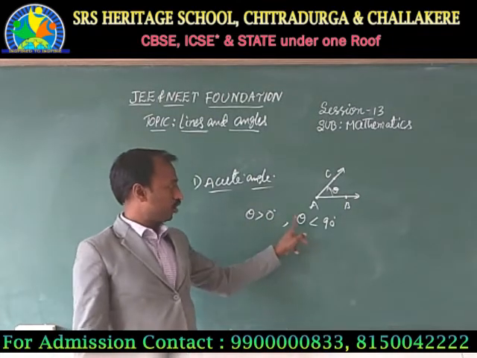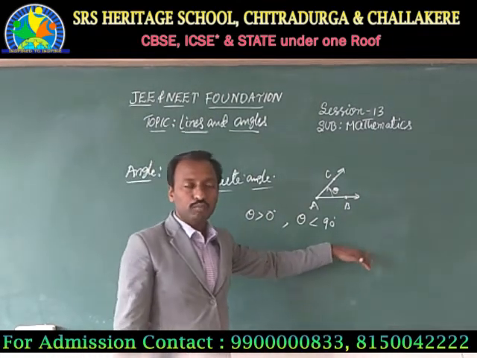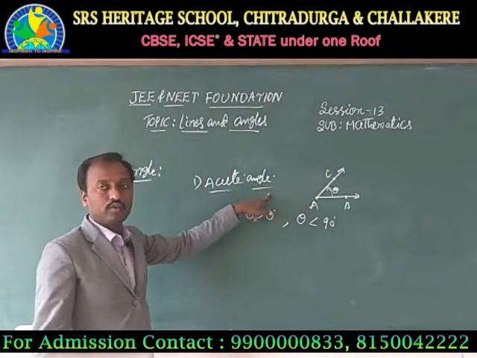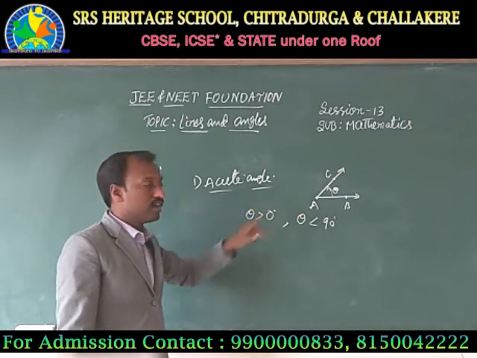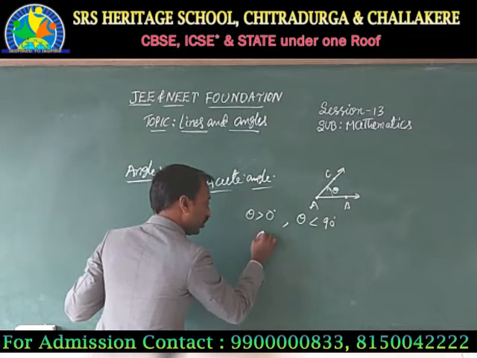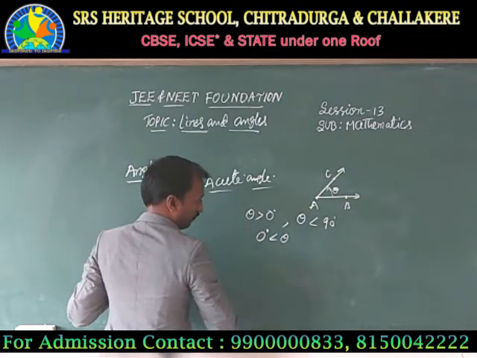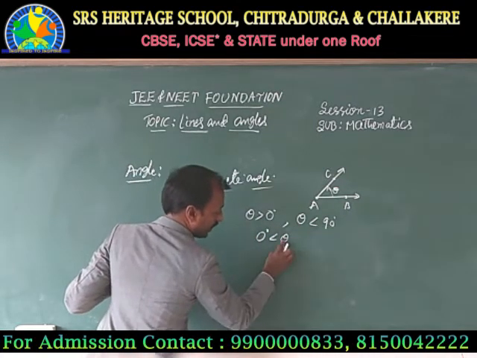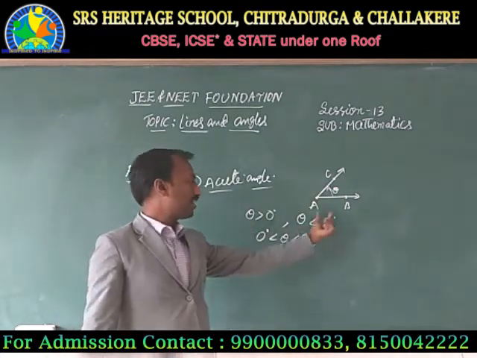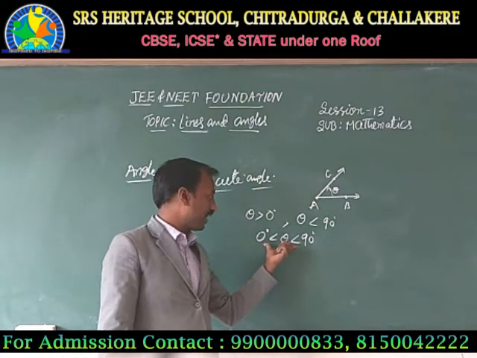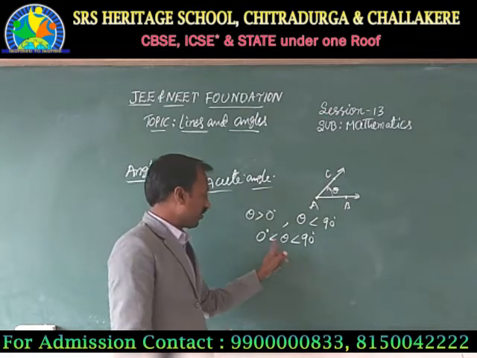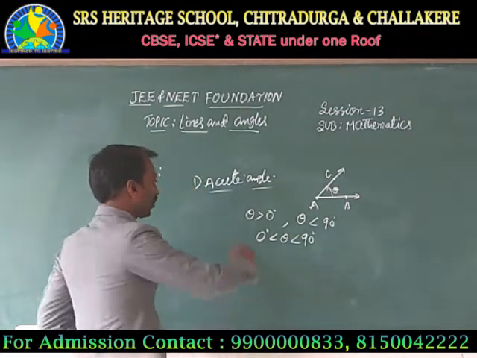Theta is greater than 0 and theta is less than 90. That means more than 0 degrees and less than 90 degrees, the angle is called an acute angle. Theta greater than 0 means 0 is less than theta, and theta less than 90. Combining these two inequalities, we get 0 is less than theta is less than 90. That means the theta value lies between 0 and 90, so this is called an acute angle.